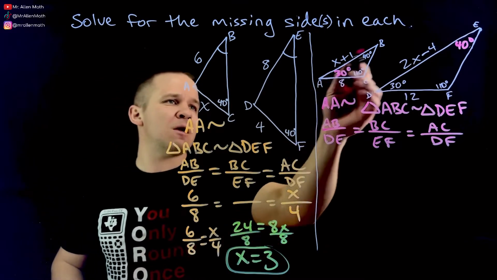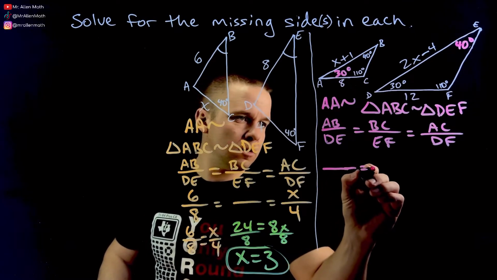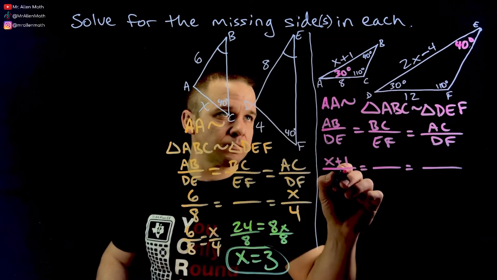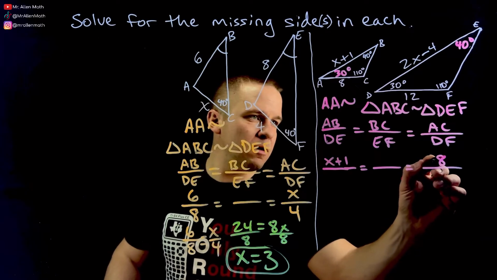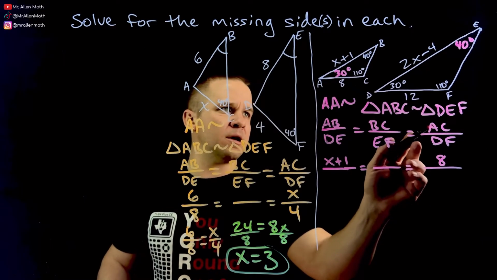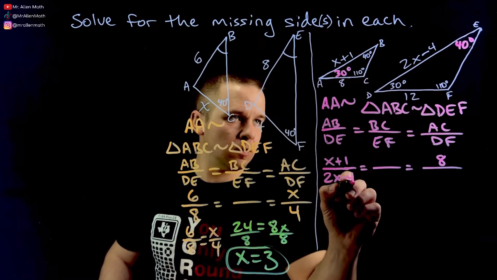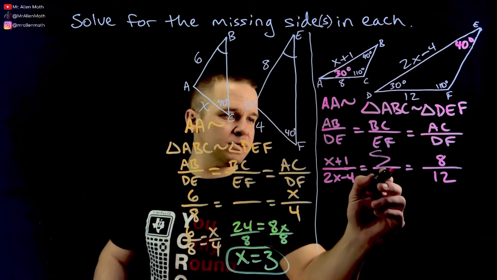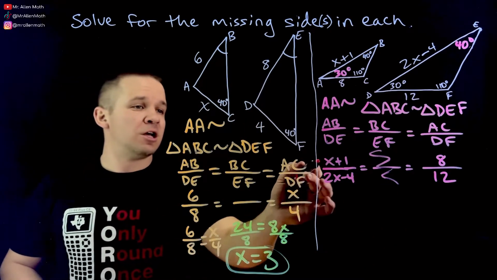All right. So AB is x plus 1. Equals... AC, where's that at? That's 8. That's all the way over here. And then DE, that's 2x minus 4. And then DF is over here, that's 12. So again, we're not using this middle one here. I'm not going to rewrite it all. I'm just going to go right for the cross multiplication.